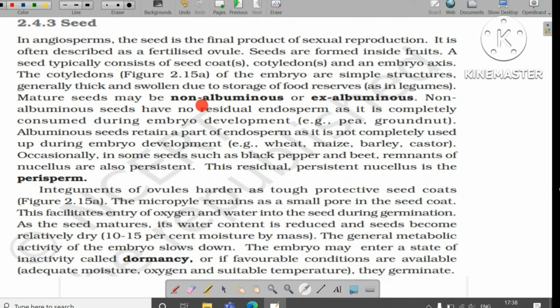Mature seeds may be non-albuminous or albuminous. Non-albuminous seeds have no residual endosperm, as it is completely consumed during embryo development. For example, pea, groundnut. Albuminous seeds retain a part of endosperm as it is not completely used up during embryo development. For example, wheat, maize, barley, castor. Occasionally in some seeds such as black pepper and beet, remnants of nucellus are also persistent. This residual persistent nucellus is the perisperm.